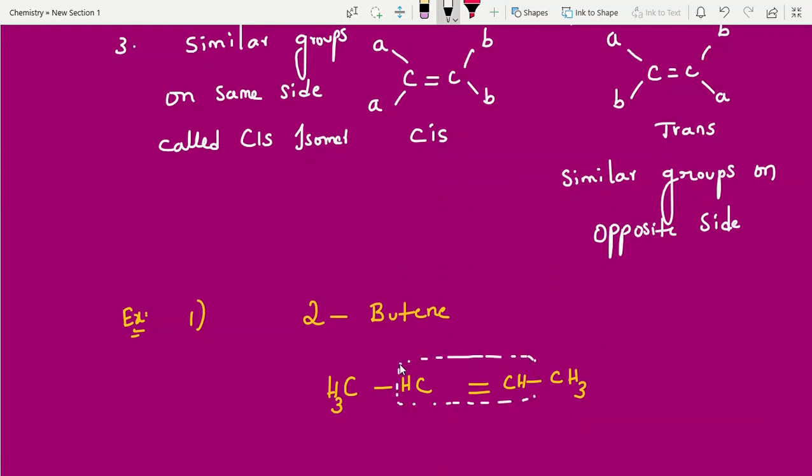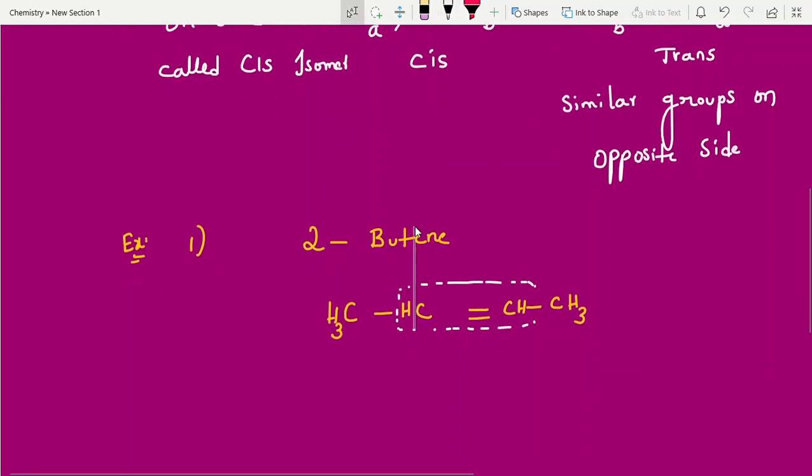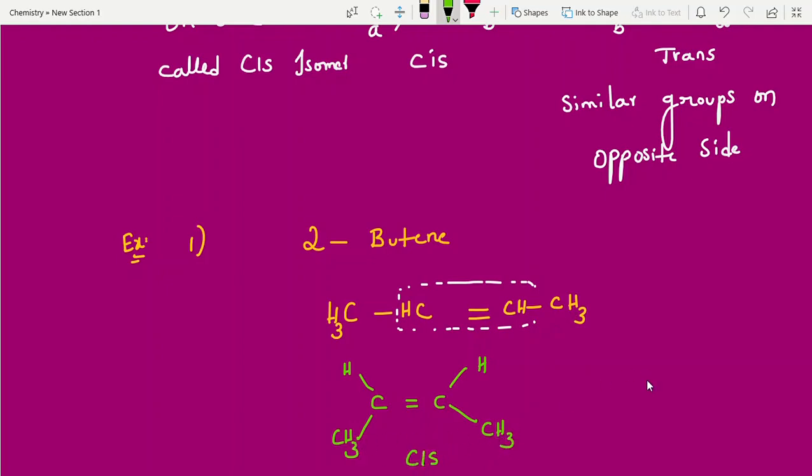Now around the active side carbons, how many atoms and groups are there? First count. C double bond C. See this carbon and this carbon. This carbon has one hydrogen and one methyl group, and this carbon has one hydrogen and one methyl group. See, similar groups on the same side. What is this? We call it cis.